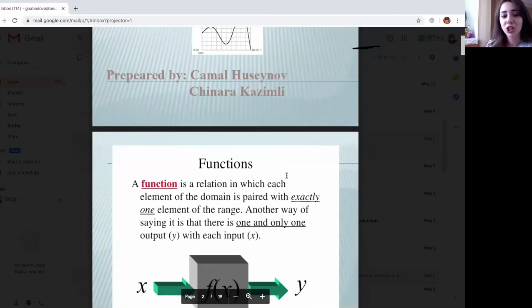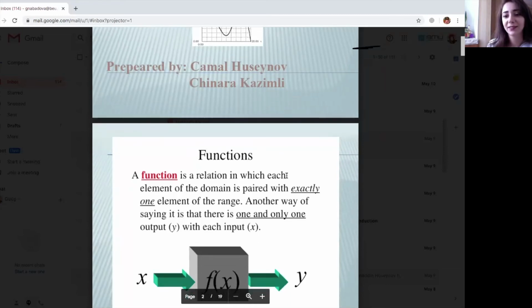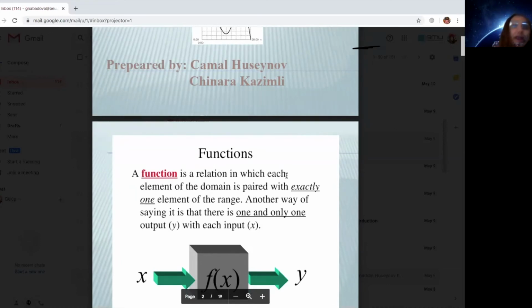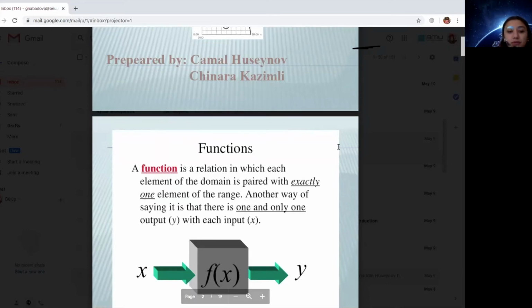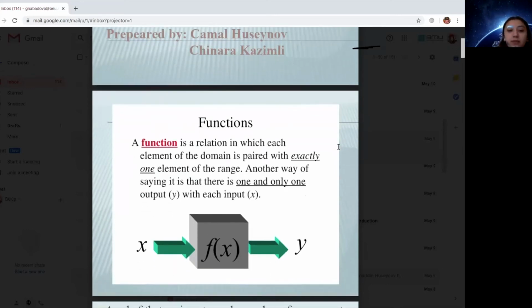Okay, functions. Chinara and Jamal, please start. Okay. First of all, I will start to talk. Today's topic is functions. Firstly, what is a function? A function is a relation in which each element in the domain is paired with exactly one element of the range. Here in the picture, you can see there is only one x and the function, and then the result is only one output y.